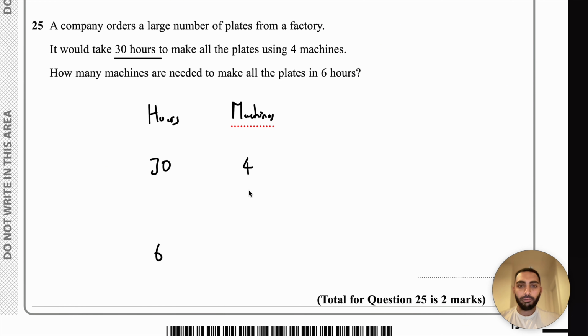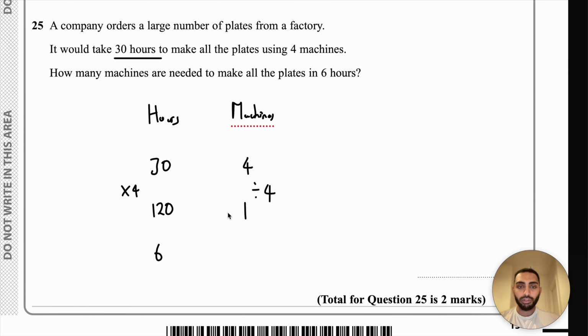Let's first think, if we had 1 machine, how long would it take? Would it be more time or less time? Because we have less amount of machines, it's going to take more time, right? So we're going to divide by 4 on the right hand side. We're not going to divide by 4 on the left hand side because it's going to take longer. We're going to multiply by 4. So 30 multiplied by 4 is 120.